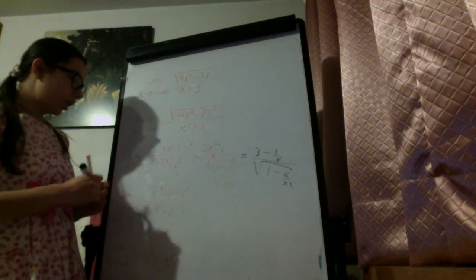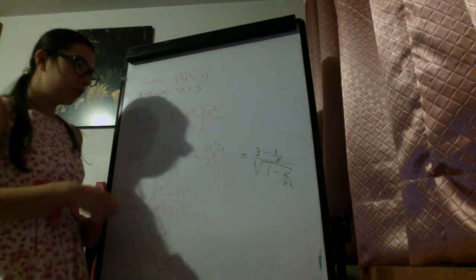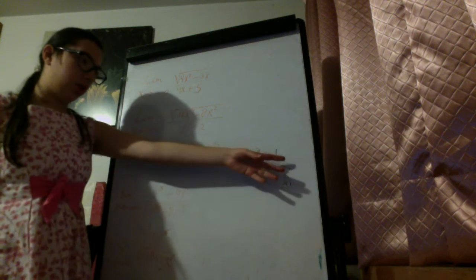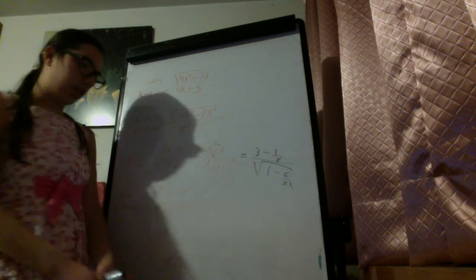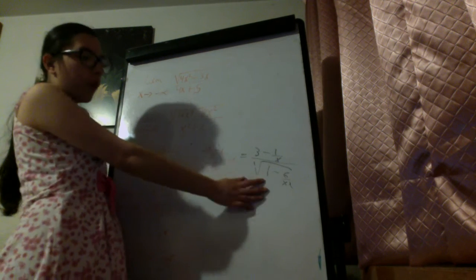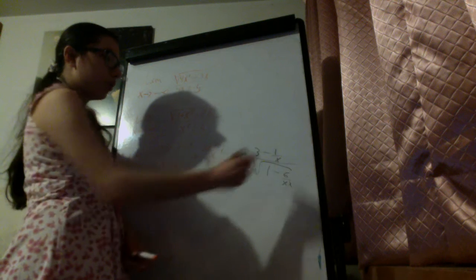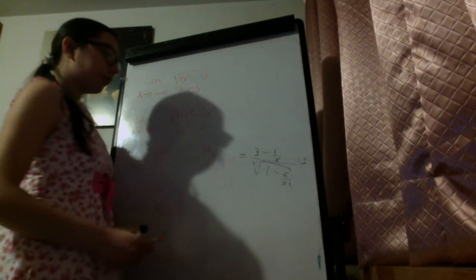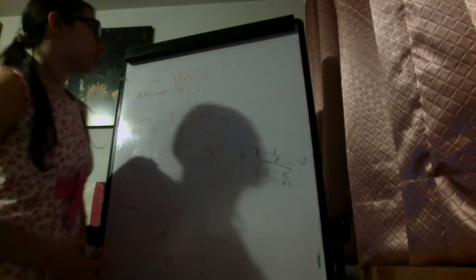We're taking the limit as x approaches infinity, so 1 over infinity is 0. Here 6 over infinity squared is 0. So it approaches 3 over the square root of 1, so 3 over 1. So this approaches 3. And we will do the same with each one of these.